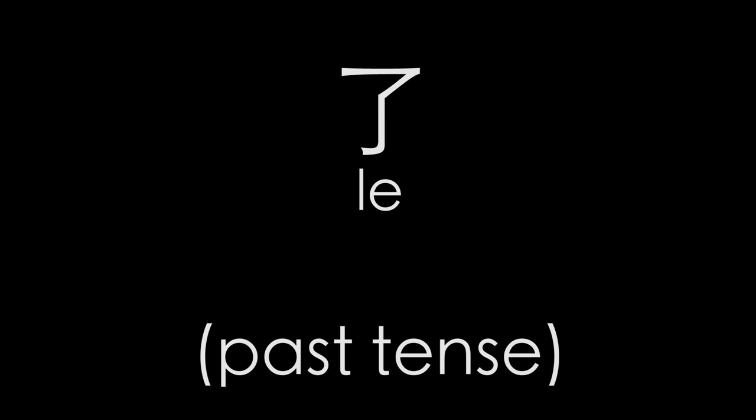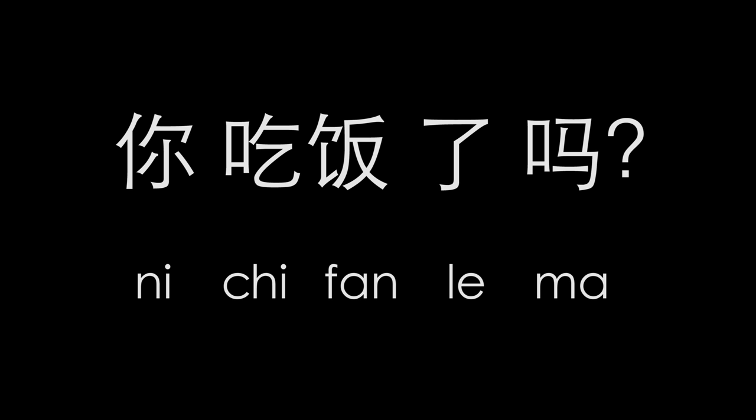了 is a very interesting character. If you say le after a verb, then this verb turns into the past tense. As I've said already more than once, Chinese language, and especially its grammar, is very easy. 你吃饭了吗? Have you eaten?